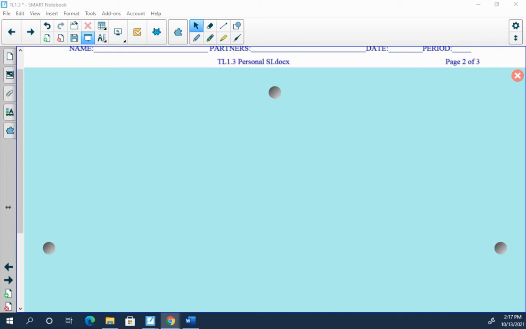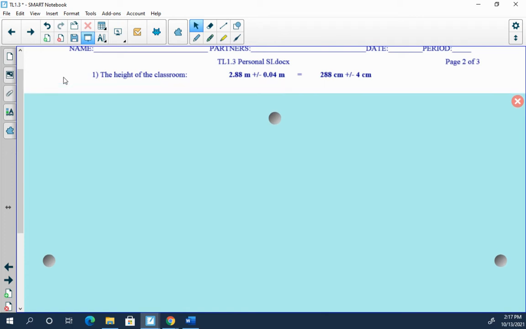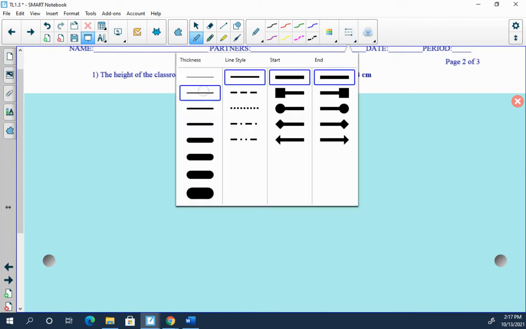All right, tonight you're going to do Lab 1.3. You're going to do the percent error based on the actual results. So follow along as we go here. The first item you measured, or the first on your list, may not be the first you measured, was the height of the classroom. The accepted height is 2.88 meters plus or minus 0.04 meters, which is equivalent to 288 centimeters plus or minus 4 centimeters. So whichever unit you expressed your answer in, that's the one you can do this in. Meters, centimeters was fine, doesn't really matter.